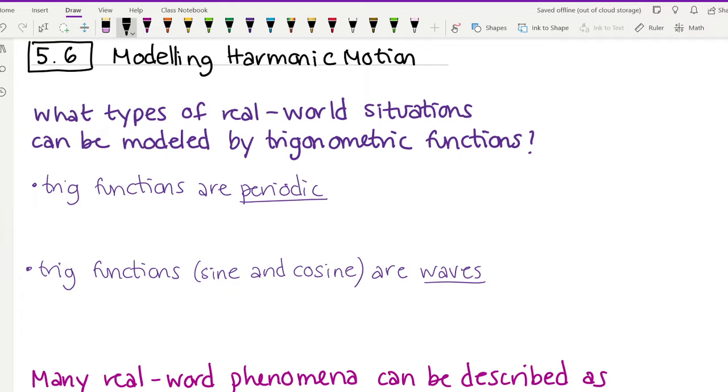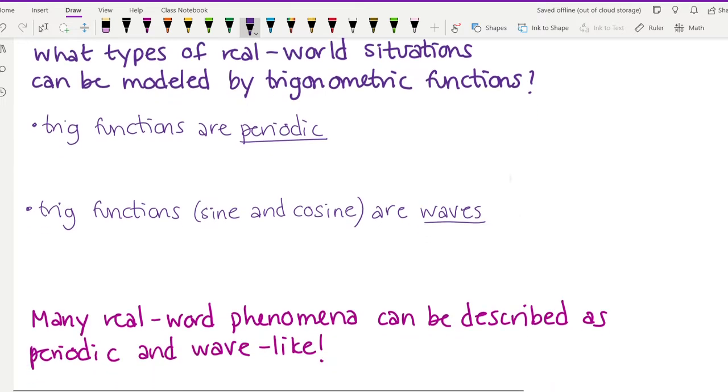Hi everyone. So in this video, we're going to be talking about some applications of trigonometric functions. Specifically, we're going to be focusing on something that is called simple harmonic motion. So we'll get to what that is a little later, but I want to start by just talking generally about why it is that we can use trigonometric functions to model a lot of situations in the real world. Like, what is it about trigonometric functions that makes them well suited to modeling different situations?